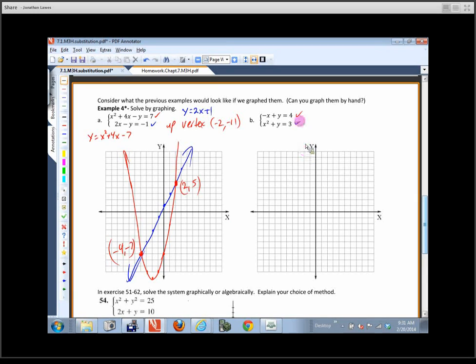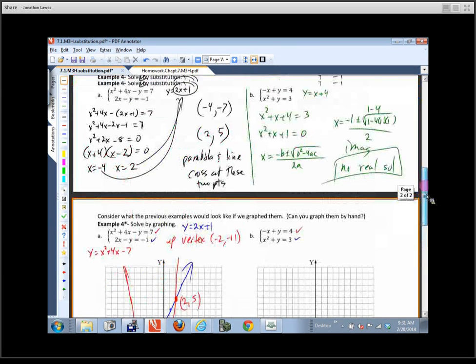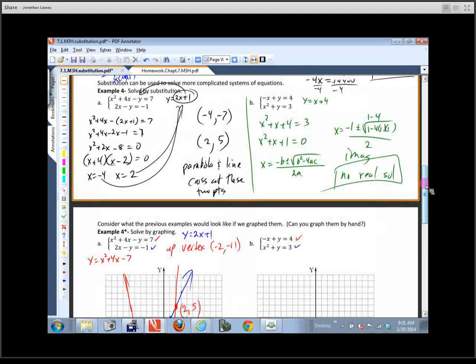What are we going to see here if I graph these? What shape is the blue one going to be? Parabola. What shape's the red one going to be? A line. And what do we know is going to happen here? What did we get on this one? We got no solution, didn't we? So the parabola and the line are not going to touch each other at all.